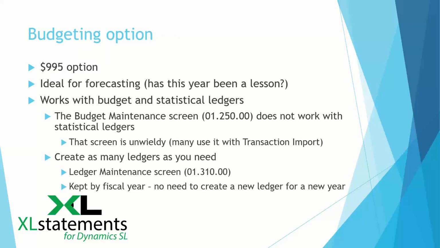So today we're going to talk about the budgeting option. So just so you know, this is not included with the base product. It's a $995 option. And I'm not going to be trying to sell you on it. I'm just going to be explaining how to use it. I'm not a sales guy.